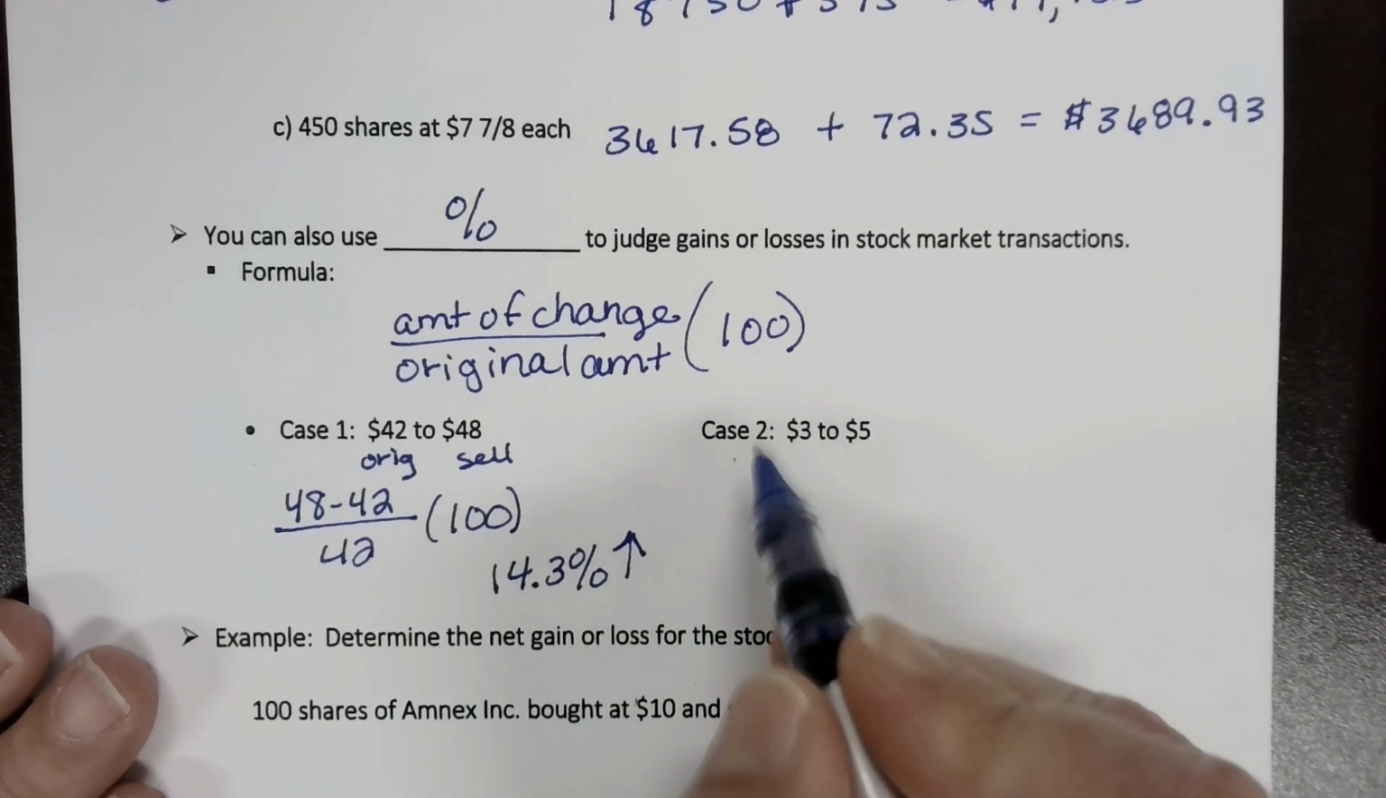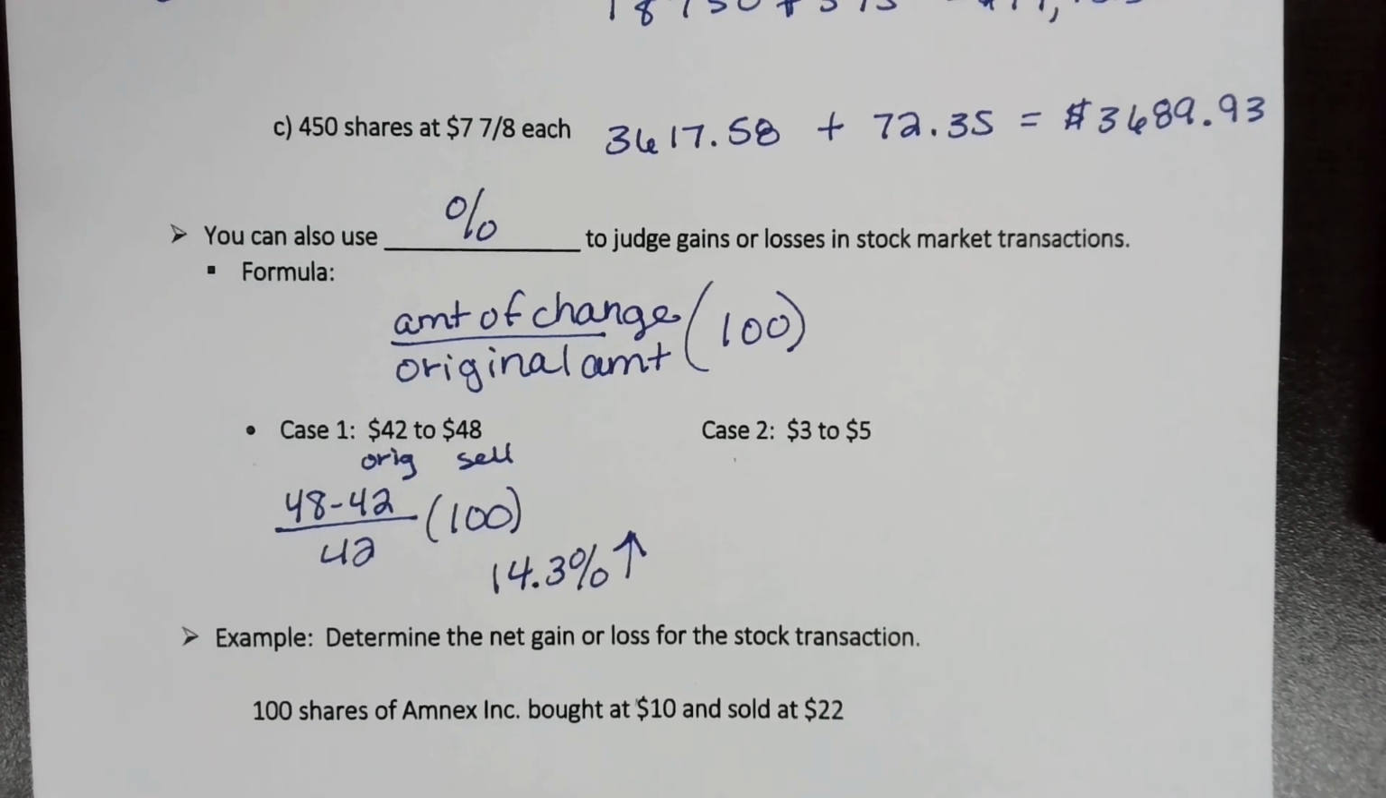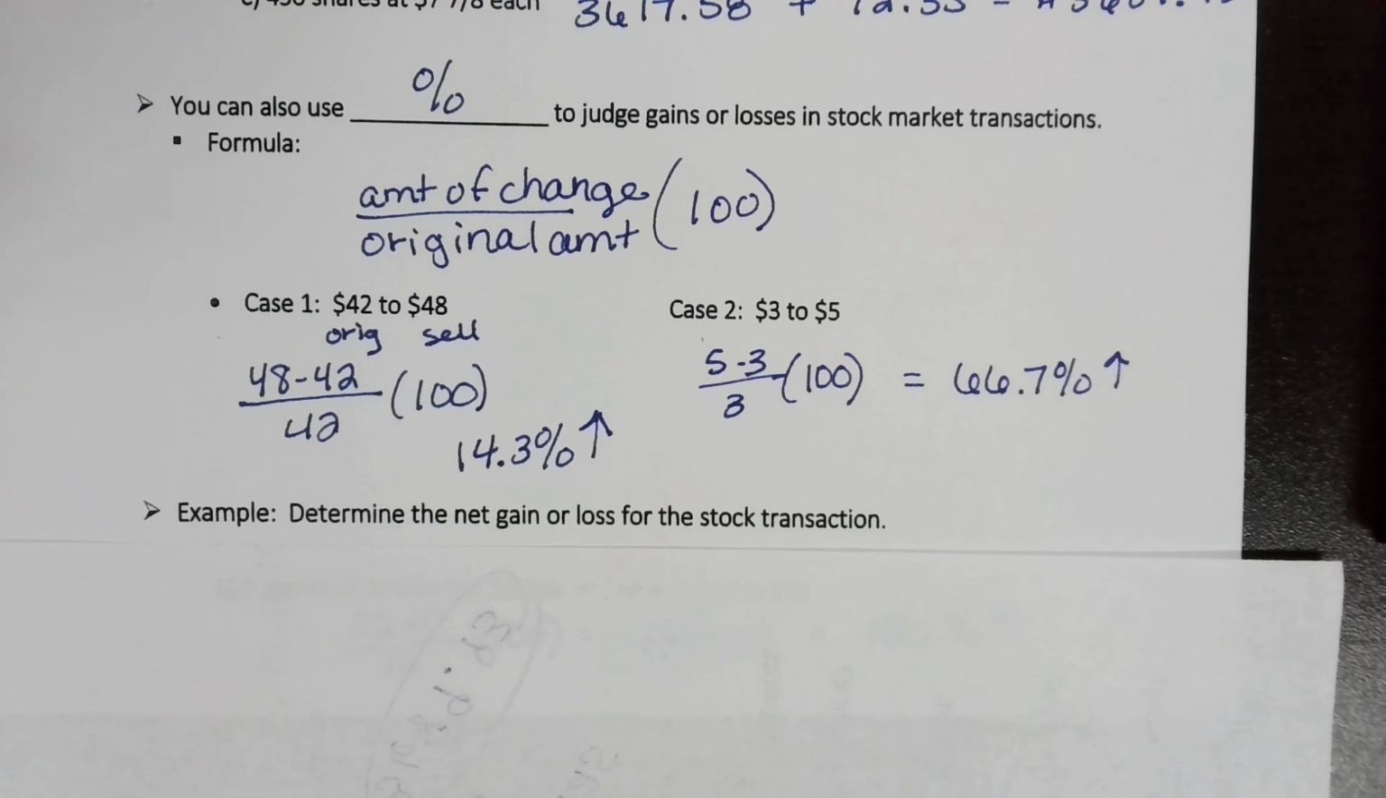Same thing here. You try case 2, come back to me and check your answer. Okay, so you should check your work for number 2. 5 minus 3 divided by 3 times 100 is a 66.7% increase in that stock. I wish I had $3,000 worth of stock there and then sold it for $5,000. I would have made what? $2,000, but the percent is I made 2/3 of what I spent.